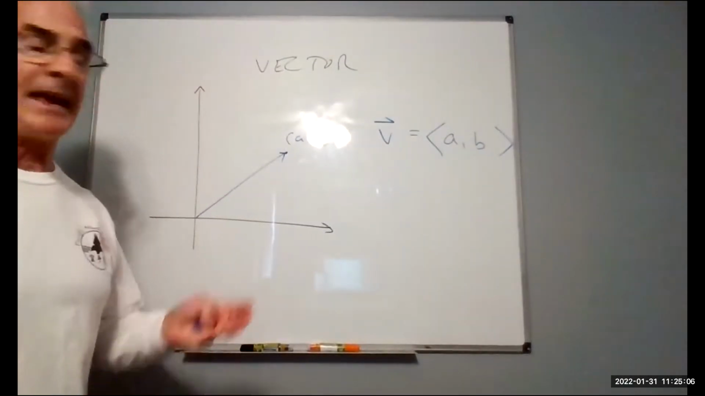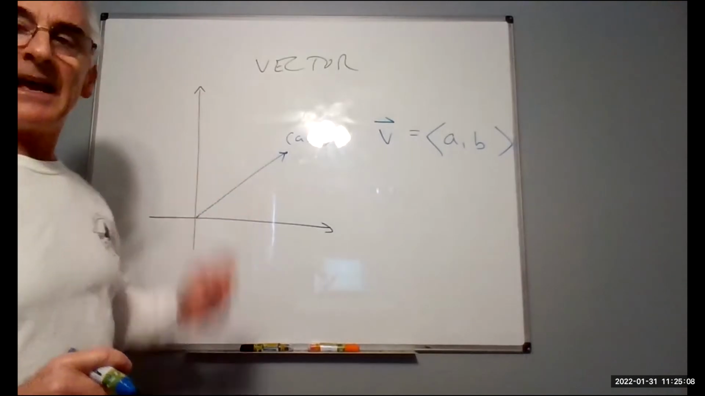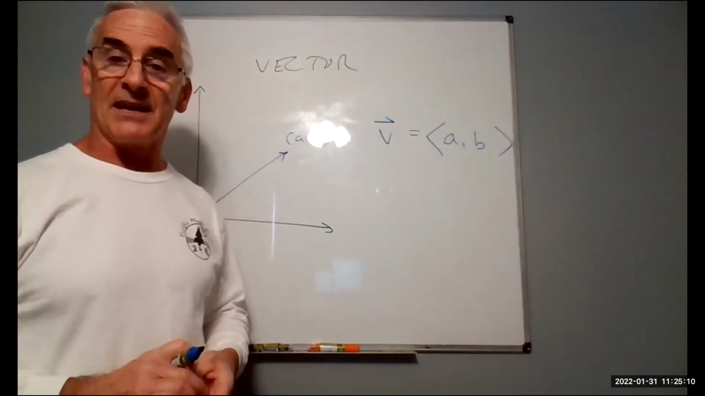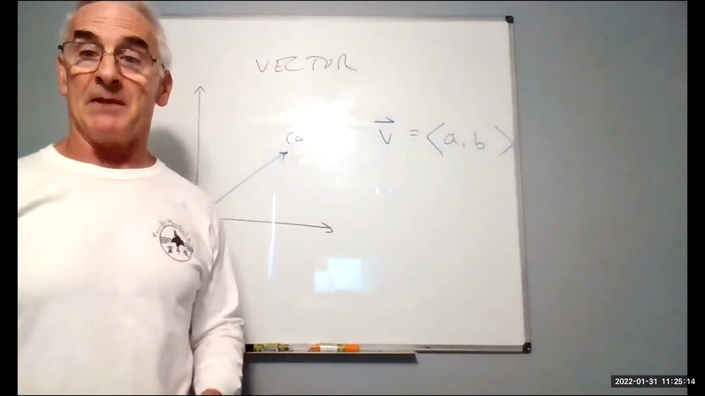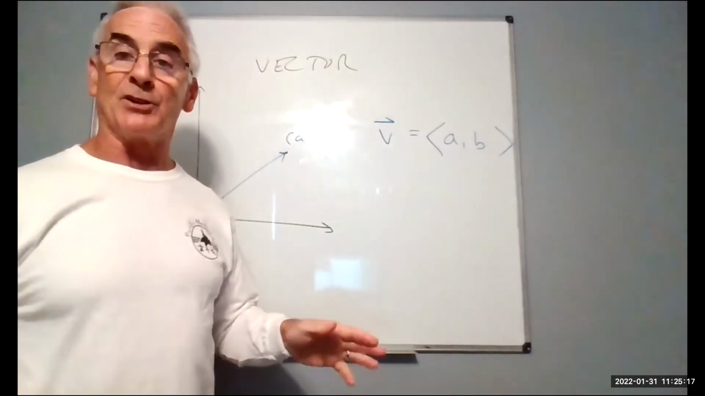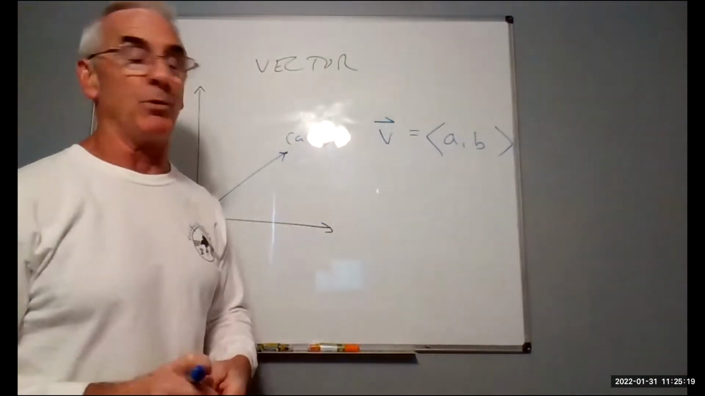A vector is a thing. It has length. It has direction. Because I could take a vector of this length and point it in any direction around the circle, okay? The length wouldn't change, but the vector would be different because it'd have a different terminal point.